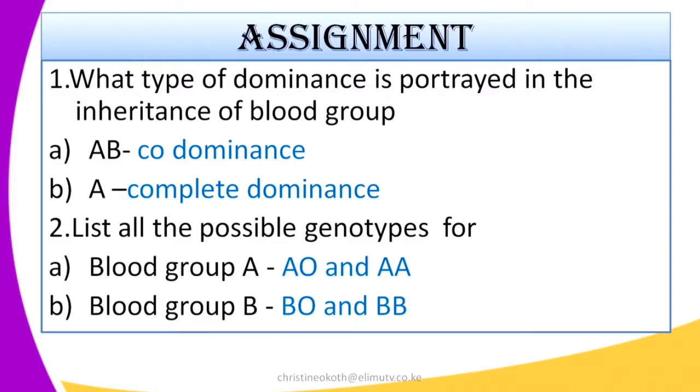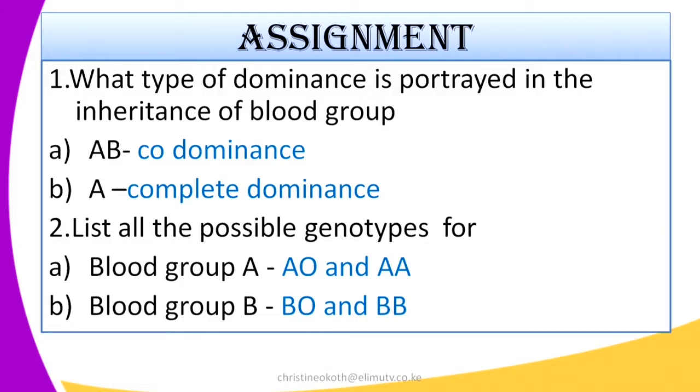Then in blood group A, the genes are either AA or AO. So when there is A and O, A will be expressed more than the O. So in this particular A, we say that the type of inheritance here is complete dominance, because A has more dominance over the other allele which may be expressed.